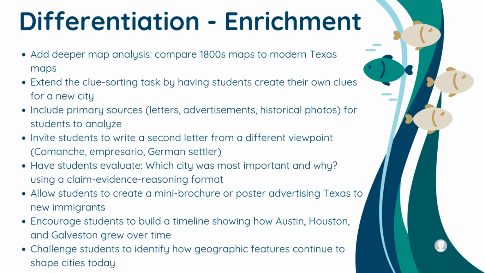You can have students compare historic and modern maps to strengthen their geographic literacy and help them see how location continues to matter today. You can have students create their own clue cards to push them towards synthesizing information and thinking like historians. Primary sources let students analyze real historical evidence with a higher level of sophistication. You can have students write a second letter from a different viewpoint to encourage perspective taking and deepen their understanding of different groups in Texas during early statehood.